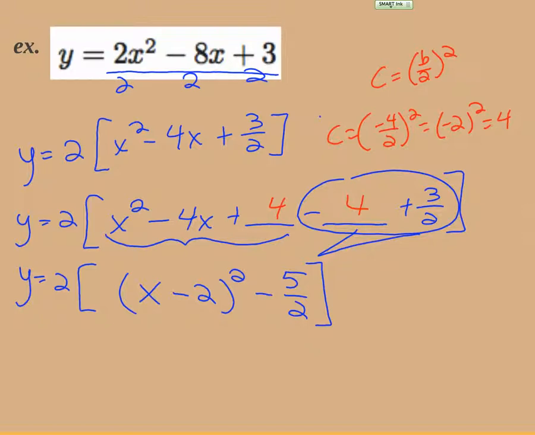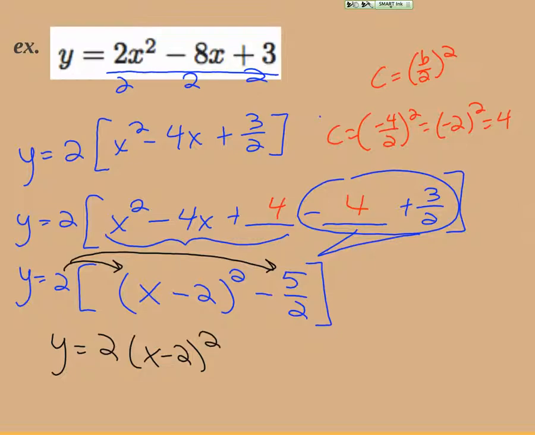The last thing to do is distribute that 2 through. So I have to take the 2, times it to my first term. This whole thing is my first term. And times it to my second term. So I end up with 2 times x minus 2 squared. And this really nice thing happens when I do 2 times 5 over 2. It's just going to be 5.